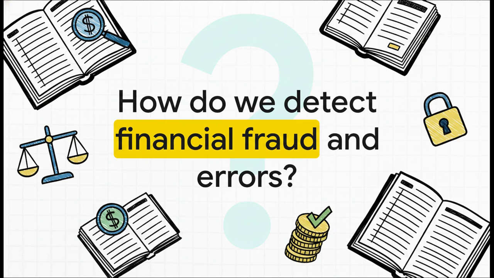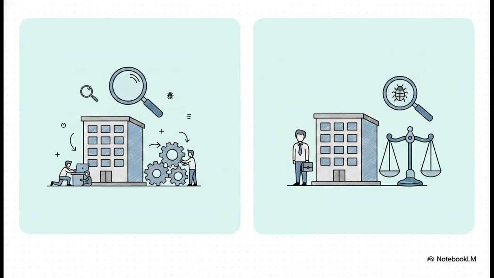So the crucial point here is that we don't just blindly trust the numbers. We have to verify them. And we verify them through auditing. Auditing is basically the independent examination of records to make sure they're accurate, honest, and above board.